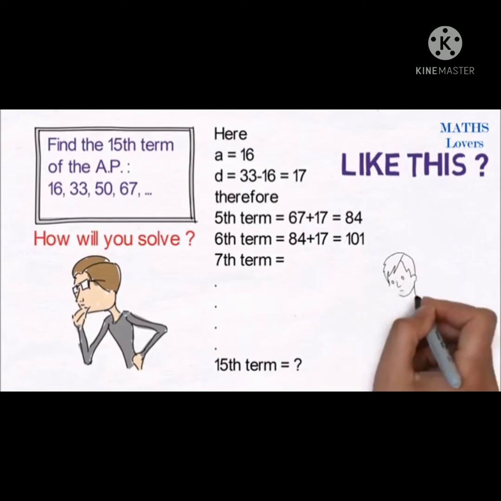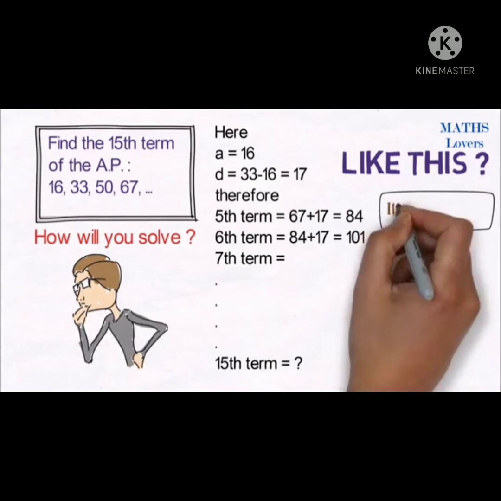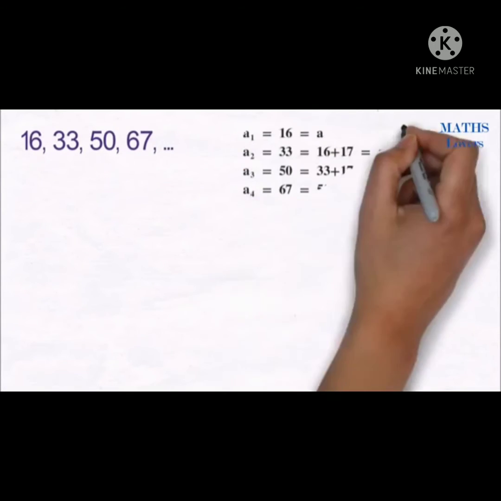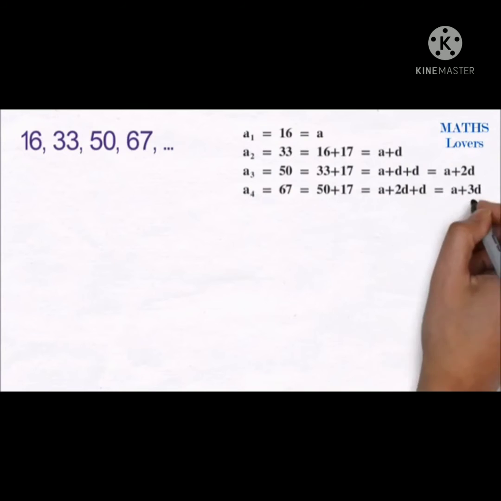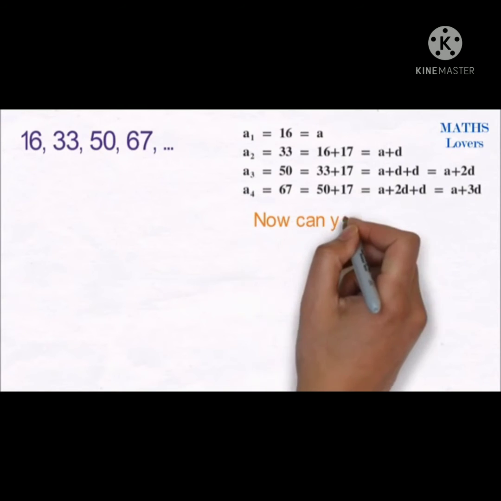So is it a good way of solving? Don't you think it's taking too much time? Let's derive a general formula to find the nth term of any AP. First, write every term in the form of A and D. Did you get any pattern? Now can you tell the nth term?